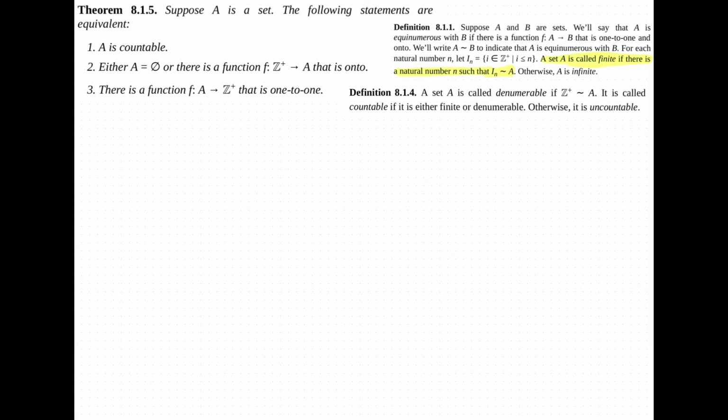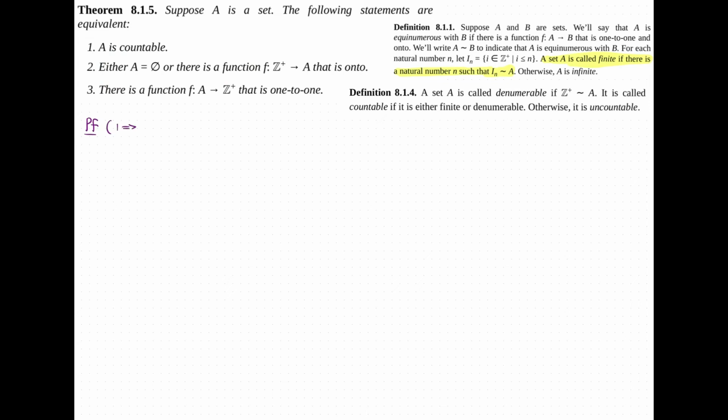So we're going to start off with theorem 8.1.5. And so what this says is, suppose A is a set. And we want to prove that the following three statements are equivalent. One, A is countable. Two, either A is empty, or there is a function from the positive integers to A that is onto. And lastly, the third statement, that there is a function from A to the positive integers that is 1 to 1. So let's go ahead and prove this.